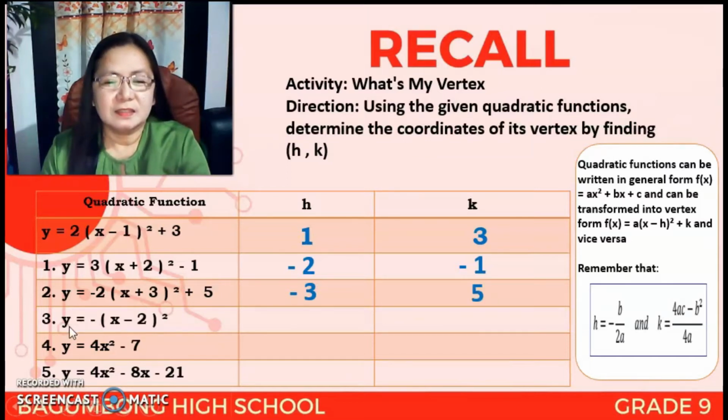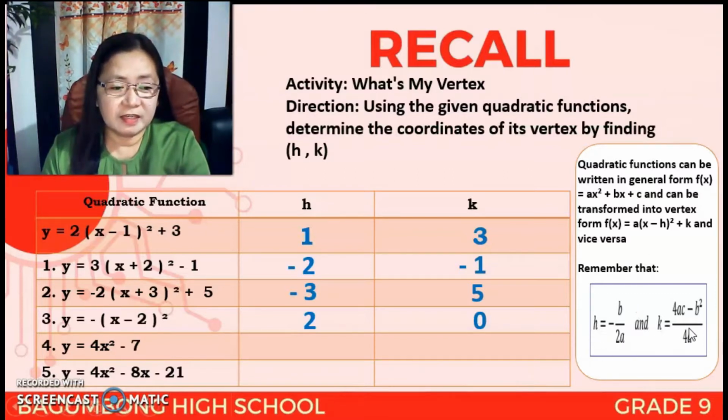Number 3. The quadratic function, again, is written in vertex form. So the value of h is the opposite of negative 2, which is positive 2. And since there is no term right after the binomial squared, understood it is 0. For number 4, the function is written in general form, so you can use the formula for h and k.